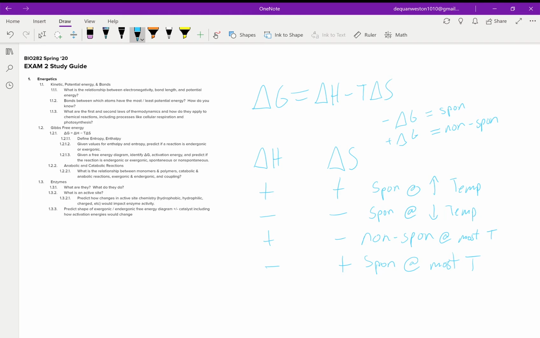And then with G, alright, so negative gives free energy, it's spontaneous. Positive is non-spontaneous. So this is also energy released, and then with this one, energy consumed.